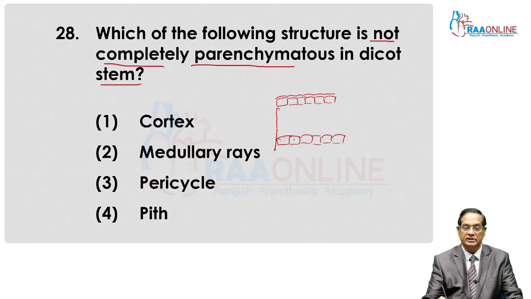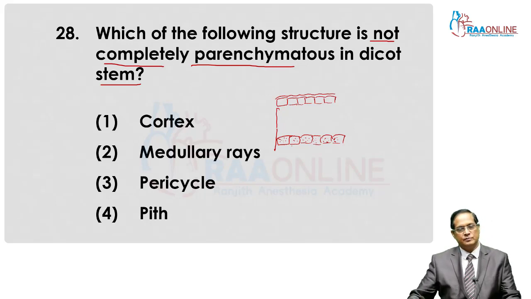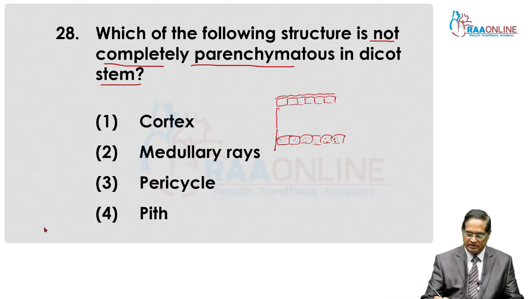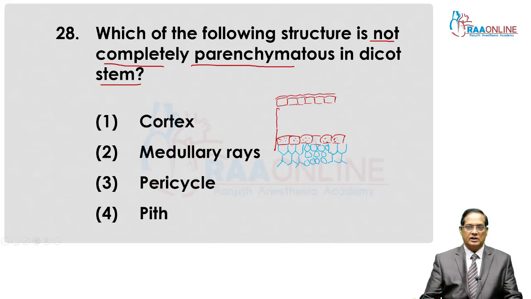These cells are rich in starch grain. That's why endodermis is also called a starch sheath in dicot stem. Just below the endodermis, pericycle is present. This pericycle is in patches. That is, sclerenchyma and parenchyma are alternately arranged. These are all sclerenchyma.